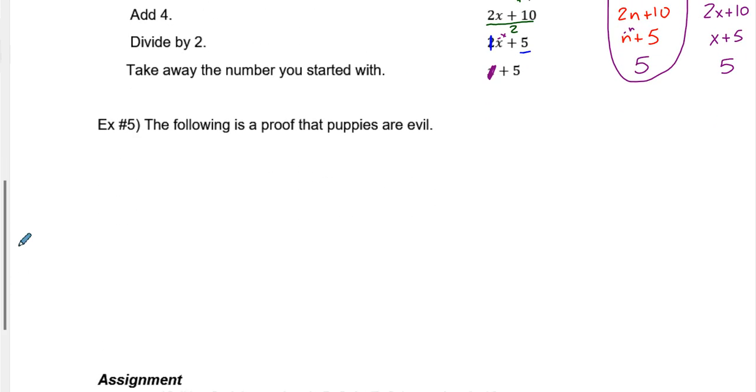Now here is probably one of the most famous invalid proofs. Some people will use puppies, some people will use girls, some people will say kittens. You can use boys if you really want to, but we won't do that one. Anything that's not evil, here is the proof that anything you really want to is evil.